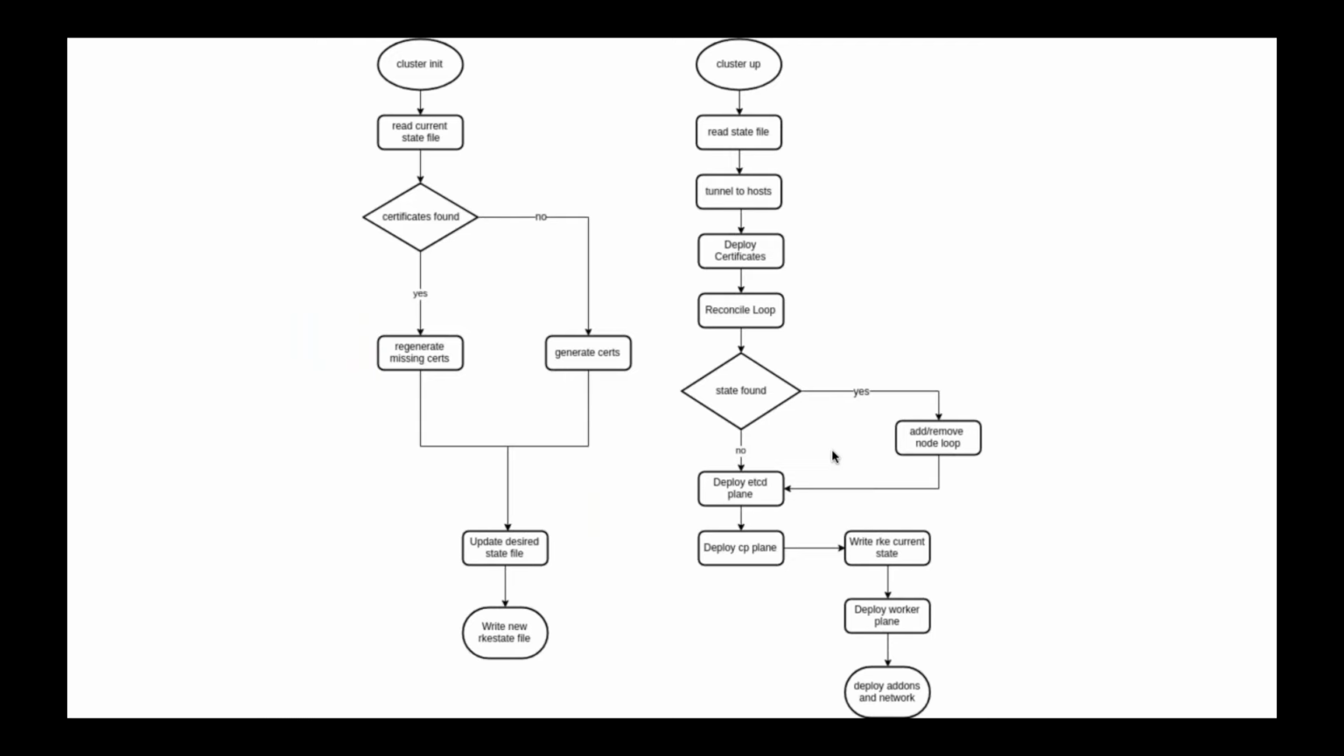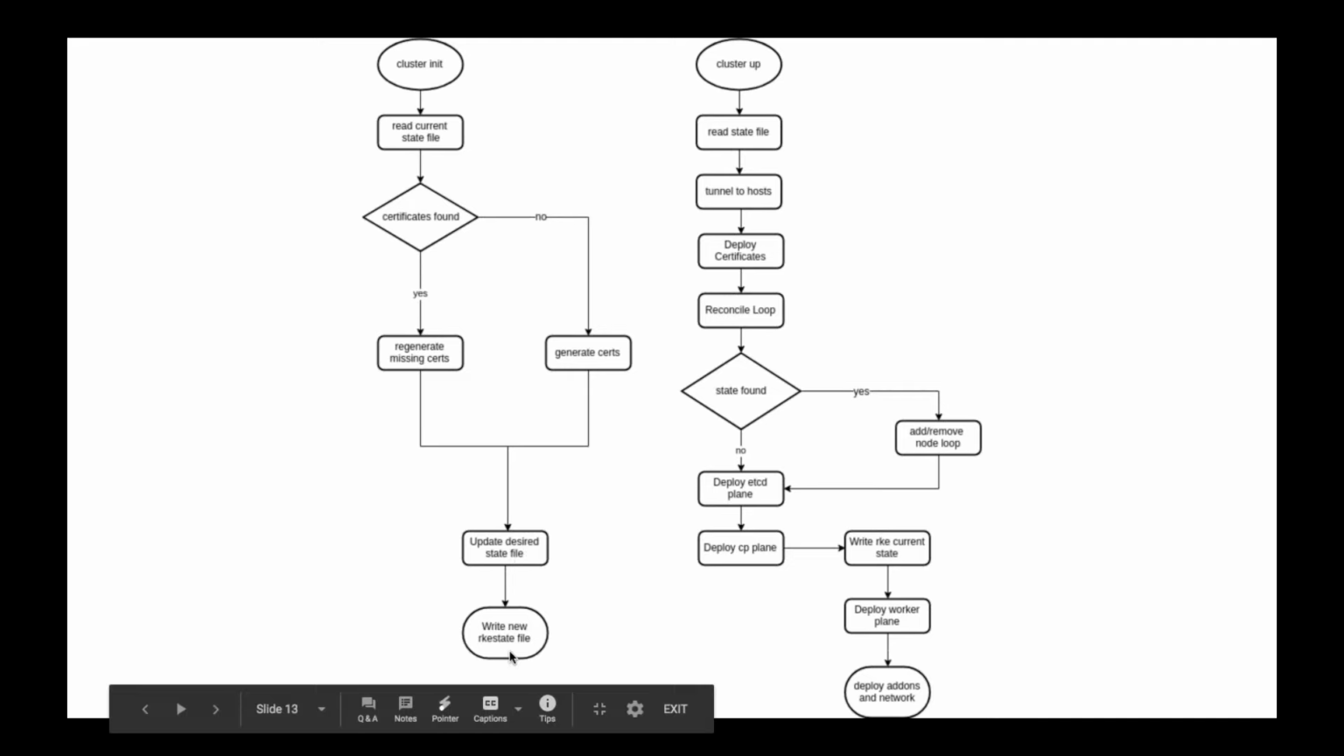So if we take a further look into how init and up works, this is a flow chart explaining how the code works for cluster init and cluster up. Cluster init reads the current state. If it finds any certificate or if it's a new cluster, it generates the certs. If certificates are found, it regenerates any missing certs, and it updates the desired state of the cluster, the desired state of the RKE state file, and writes a new RKE state file.